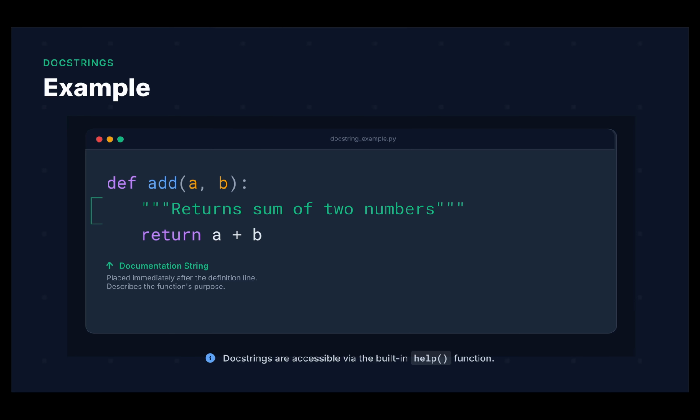Here is an example of a docstring. This explains how to do it. First there will be the function definition, and then we follow the style of writing and explain what this function is doing and what it will return. So it is explaining returns sum of two numbers. And remember the indentation, it is placed immediately after the definition line and describes the function's purpose.